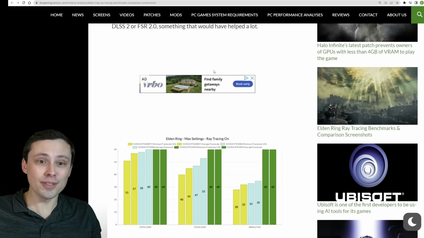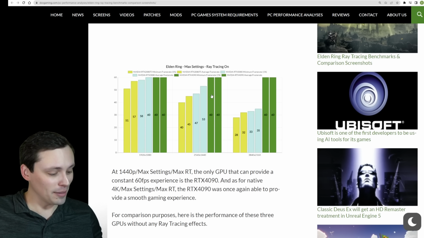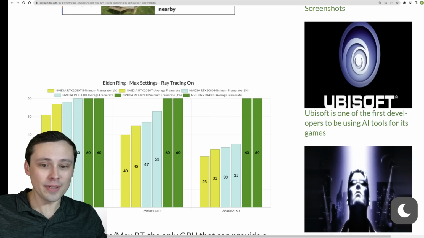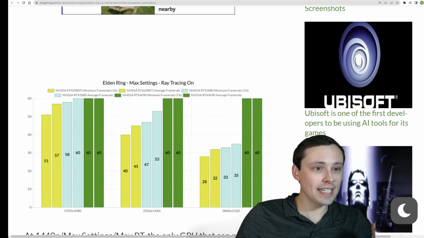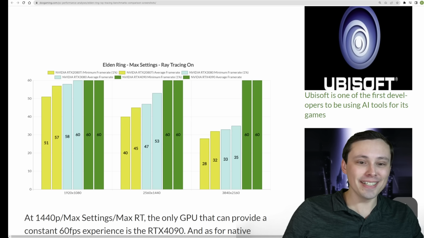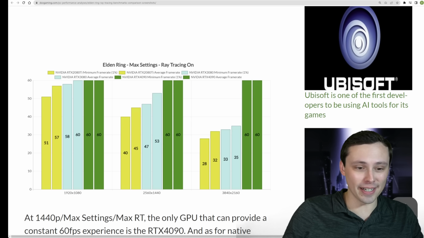Anyway, in other game news, Elden Ring's ray tracing mode has finally launched. Performance-wise, I did find DSO Gaming taking a look at it. Now, Elden Ring still has a 60 FPS frame rate cap, so the highest it will go is 60 FPS.